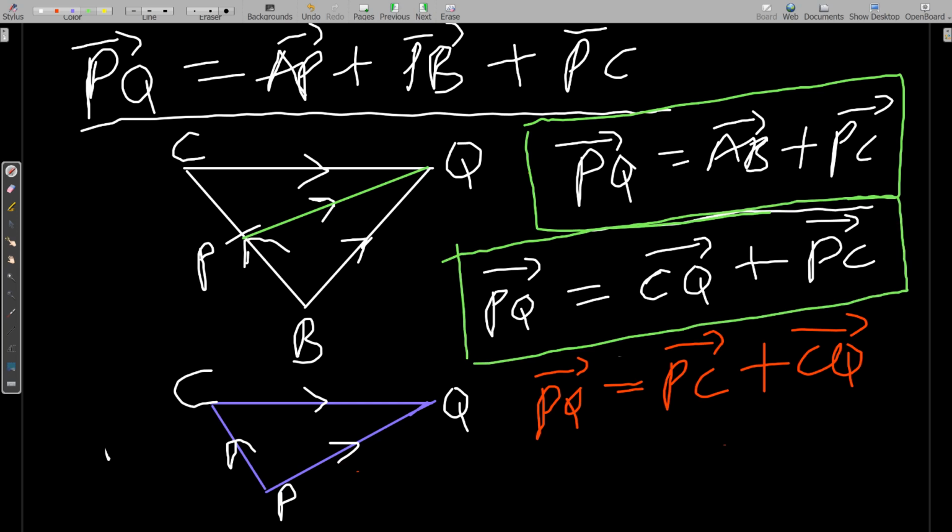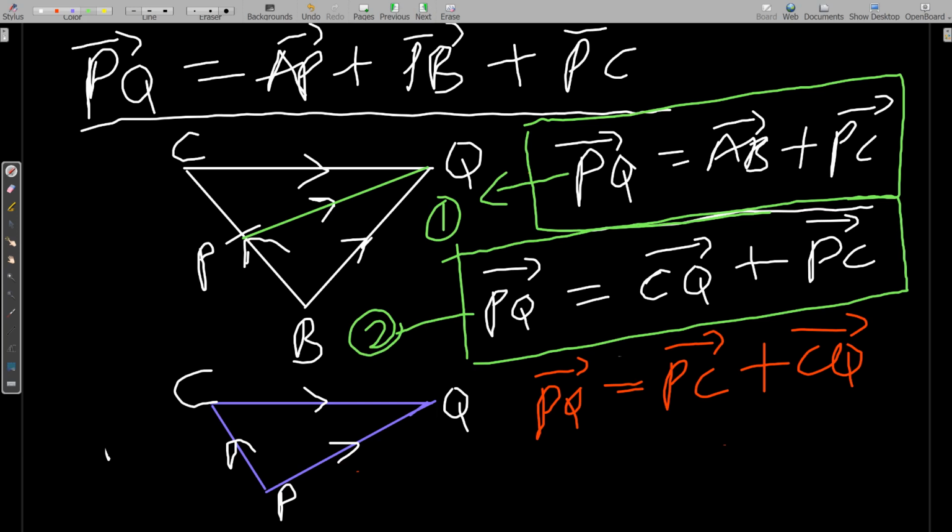Then they are the same, right? So PQ is AB plus PC, then it means that PQ is also equal to CQ plus PC from this diagram we did. This should tell us that they should be equal. So if I call this equation 1 and call this equation 2, they are both equations for PQ, so I can equate them, right? I hope you understand this.